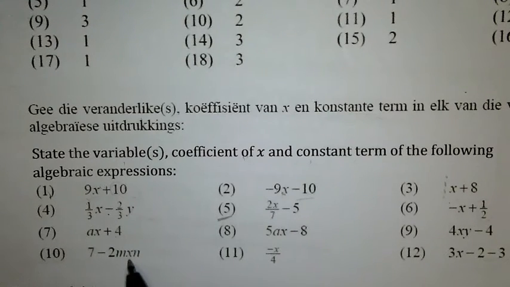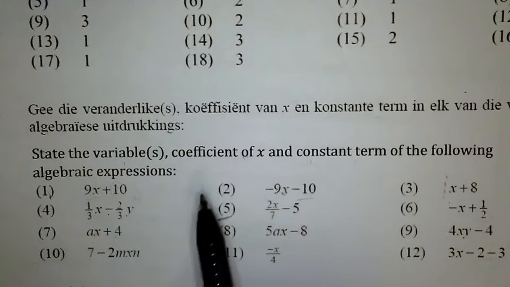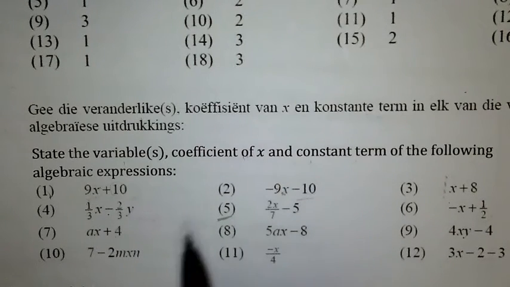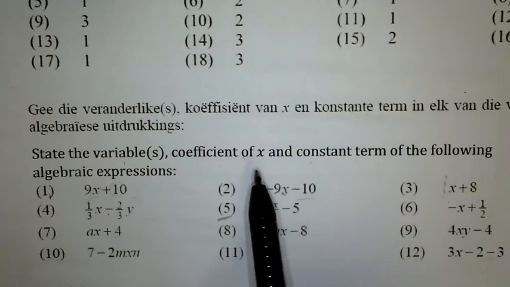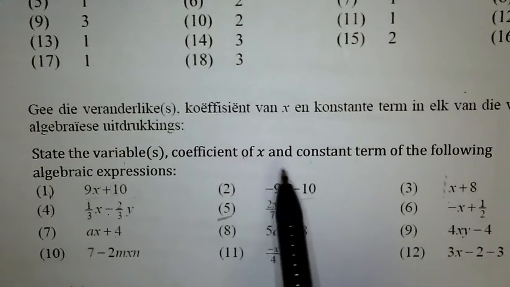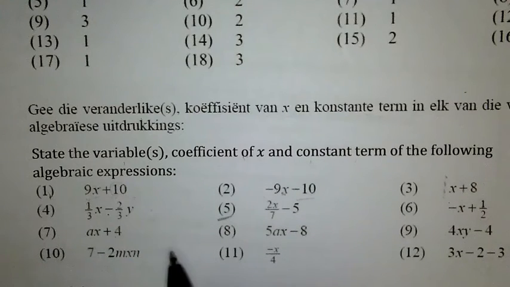Go to 10. What will be the variables? You'll see the alphabet letters will be an m and an x and an n. Coefficient of x, you only get the x in the last term there, so you cover the x there. What remains? Negative 2m, and the n will be the coefficient of my x. Constant term, that's the one on its own, so that's the 7 there.